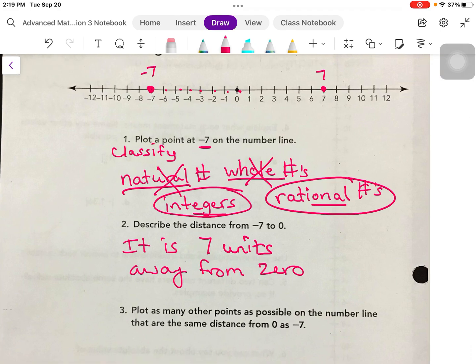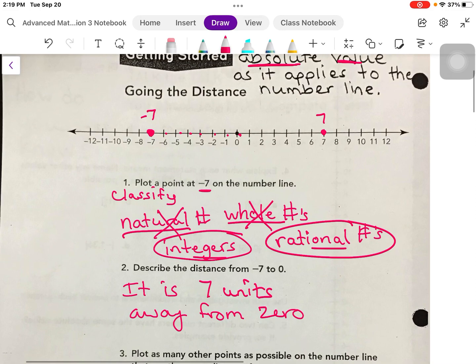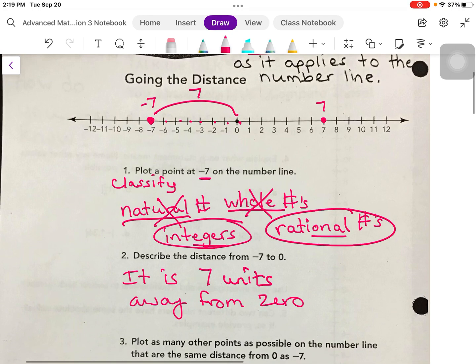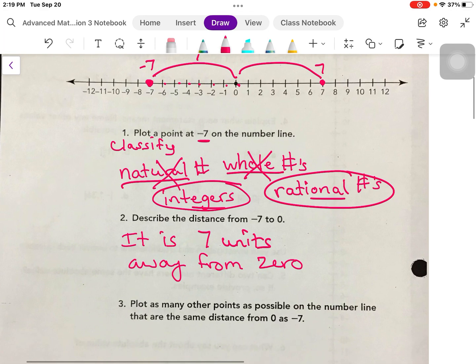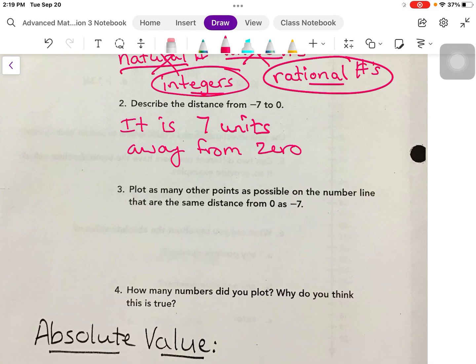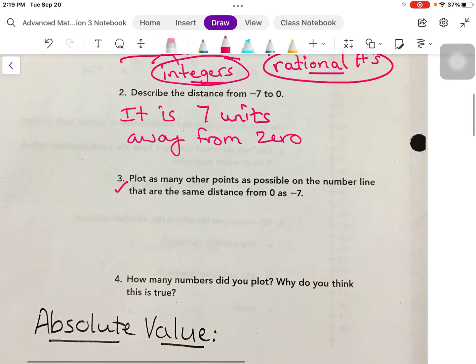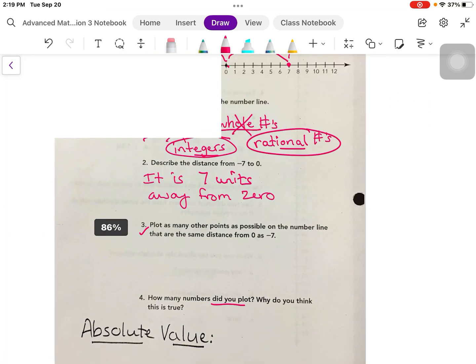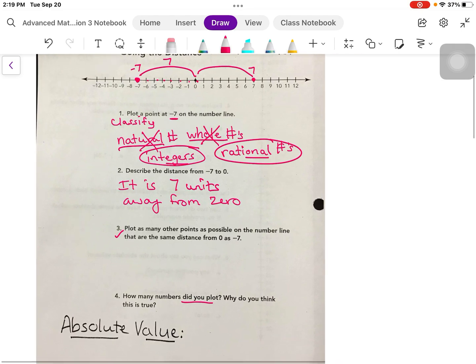It says plot as many other points as possible on the number line that are the same distance away from -7. Well, from here to here is 7. The only other number on here that's 7 away would be that guy, +7. And the question says, so we did that, how many numbers did you plot? Well, we only plotted the one. We only plotted one number.